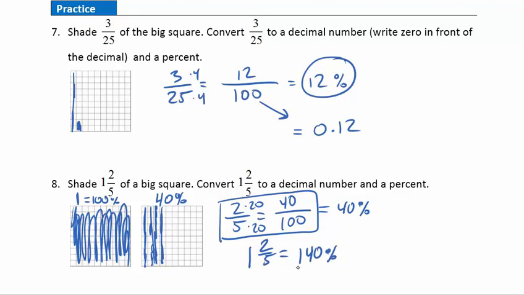Now let's talk about changing 140% now into a decimal number. Remember, 140%, that means out of 100. 140% means 140 out of 100. Well, to get our decimal answer, all we got to do is divide by 100. And what that's going to do, dividing by 100, will move this decimal place 2 to the left. So 1, 2. So 1 and 2/5 as a decimal number is going to be 1.4.